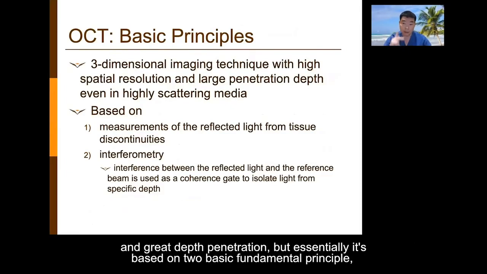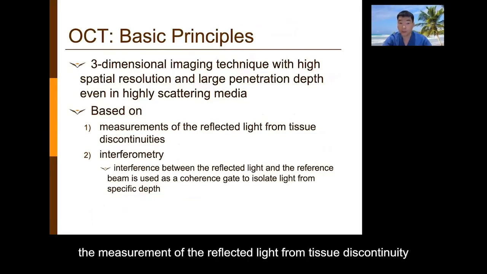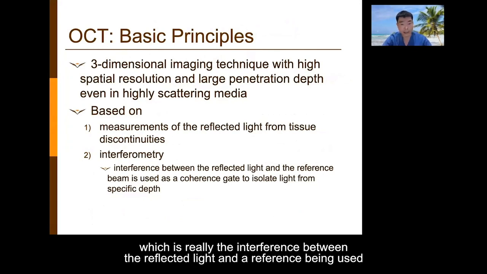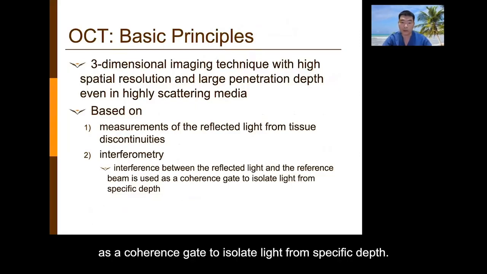But essentially it's based on two basic fundamental principles: the measurement of the reflected light from tissue discontinuity, as well as interferometry, which is really the interference between the reflected light and the reference beam used as a coherent gate to isolate light from specific depth.